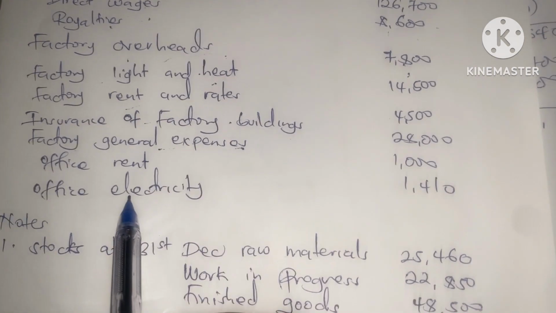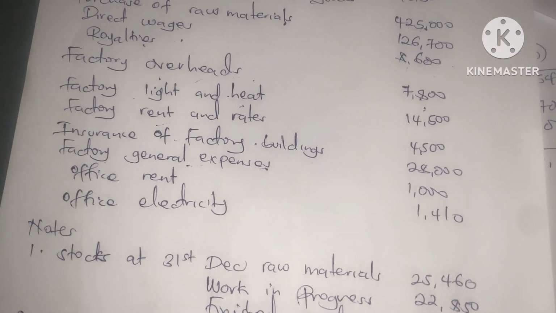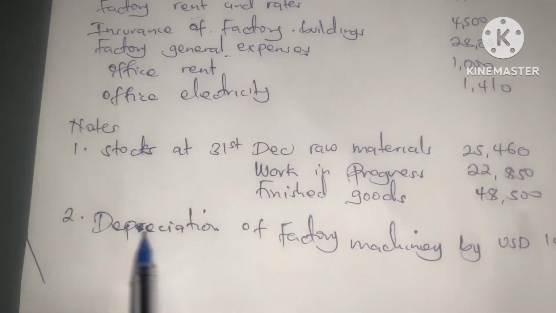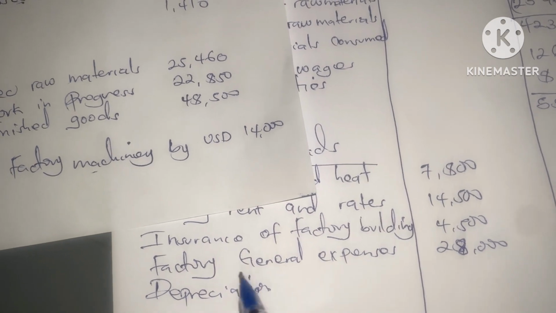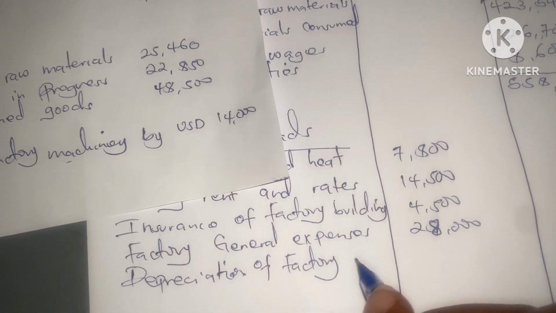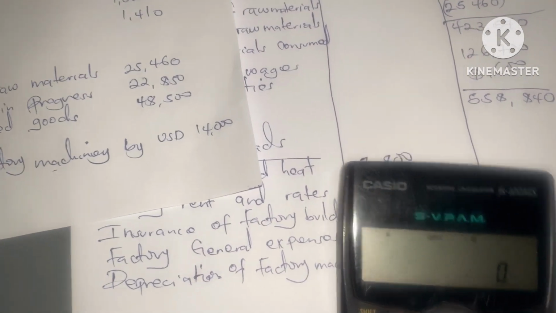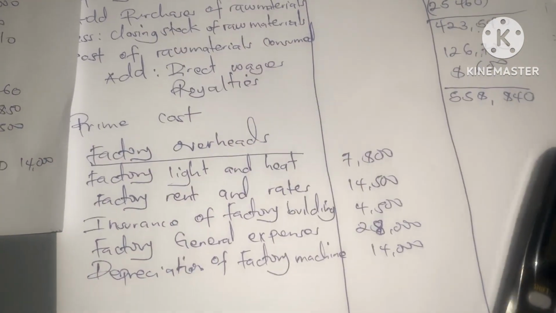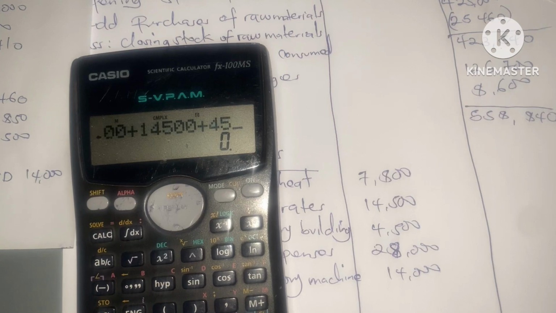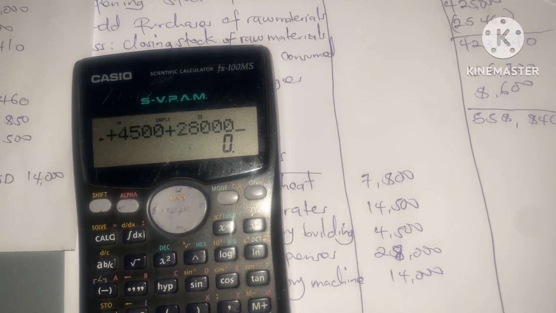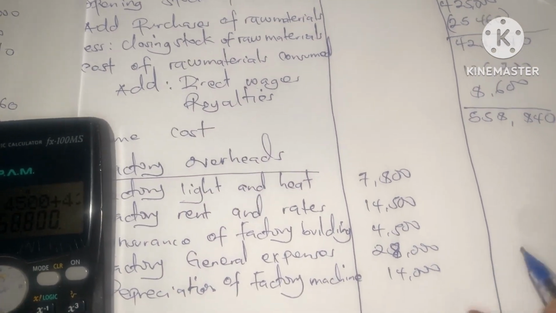We have office rent and office electricity. Anything that has office on it is not put in the manufacturing account; it will be put in the income statement. So we leave that out. We have depreciation of factory machinery, so we also put it here, which is 14,000. So we add so that we get the total factory overheads: 7,800 plus 14,500 plus 4,500 plus 28,000 plus 14,000. What you get is the total factory overheads, which is 68,800.